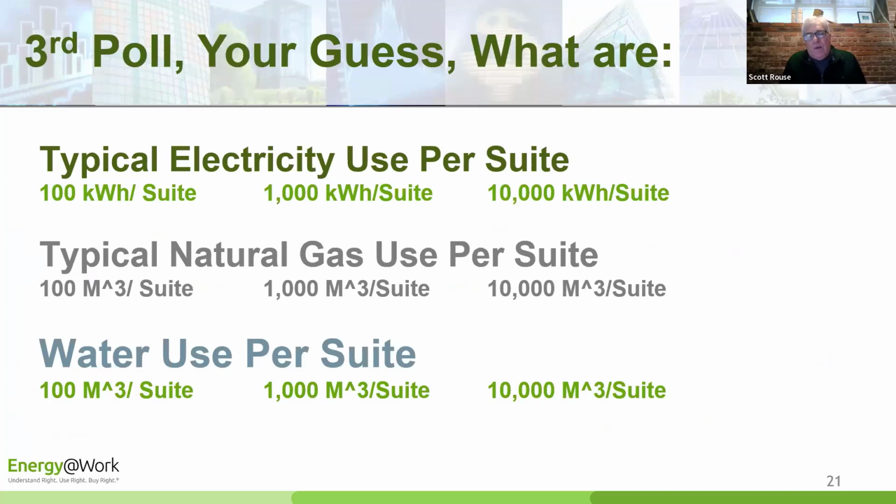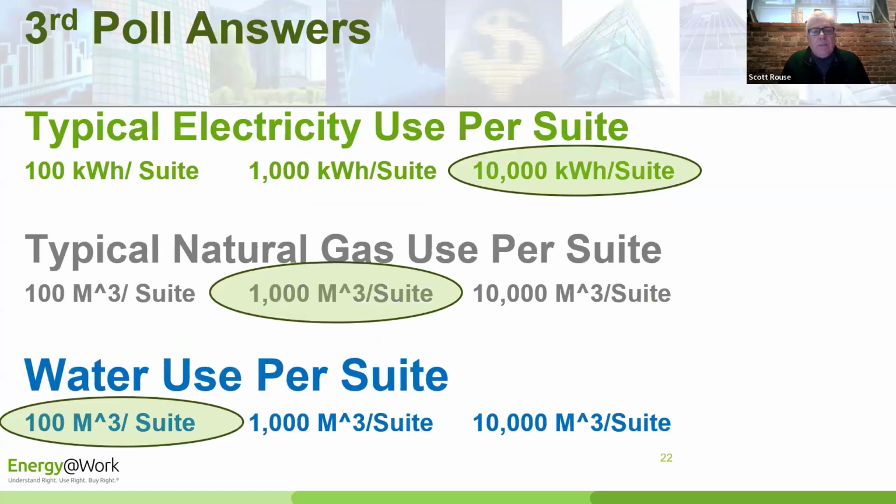Here's just a little fun question and something you can take back when you're looking at it. You don't have to complete this question just in your head. If you're looking at the typical electricity per suite, the reason I picked per suite is that's what most property managers can relate to. With your electricity, is it 100, 1,000, or 10,000? Natural gas, in terms of cubic meters per suite, you get billed on cubic meters from Enbridge typically. So where would you be? And then the water use, what order of magnitude would you expect to be?